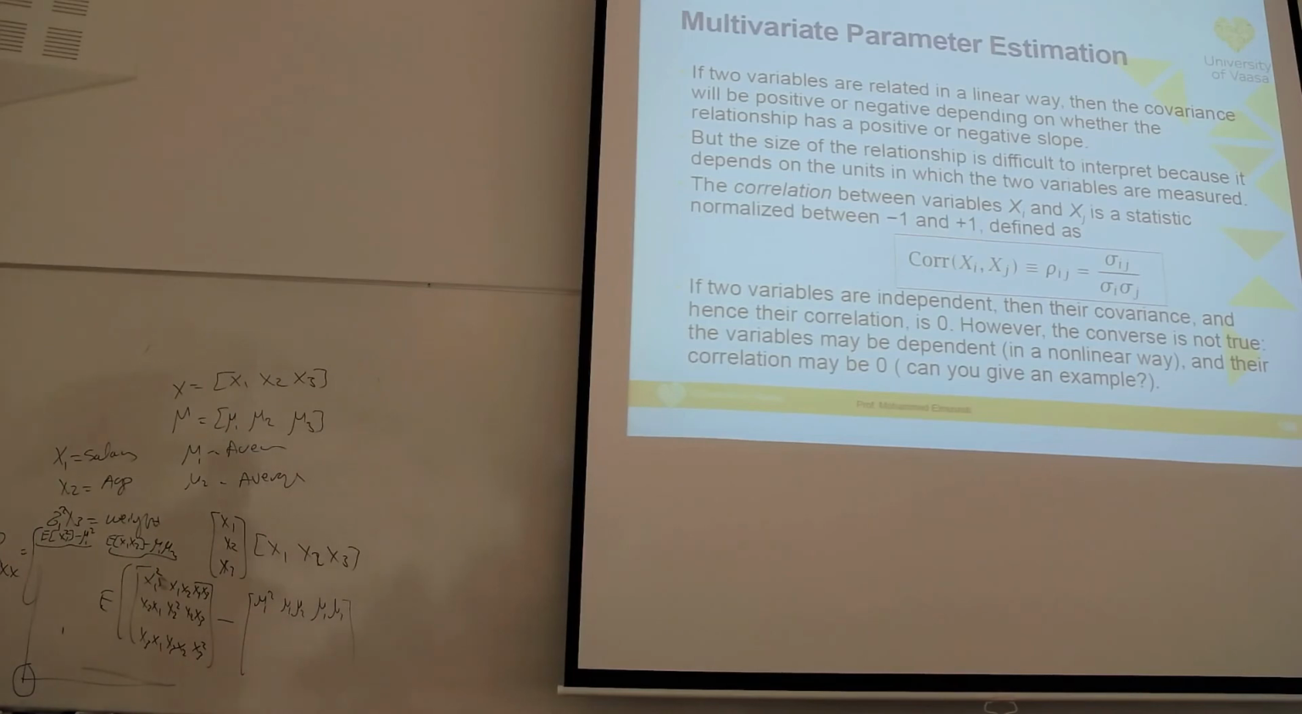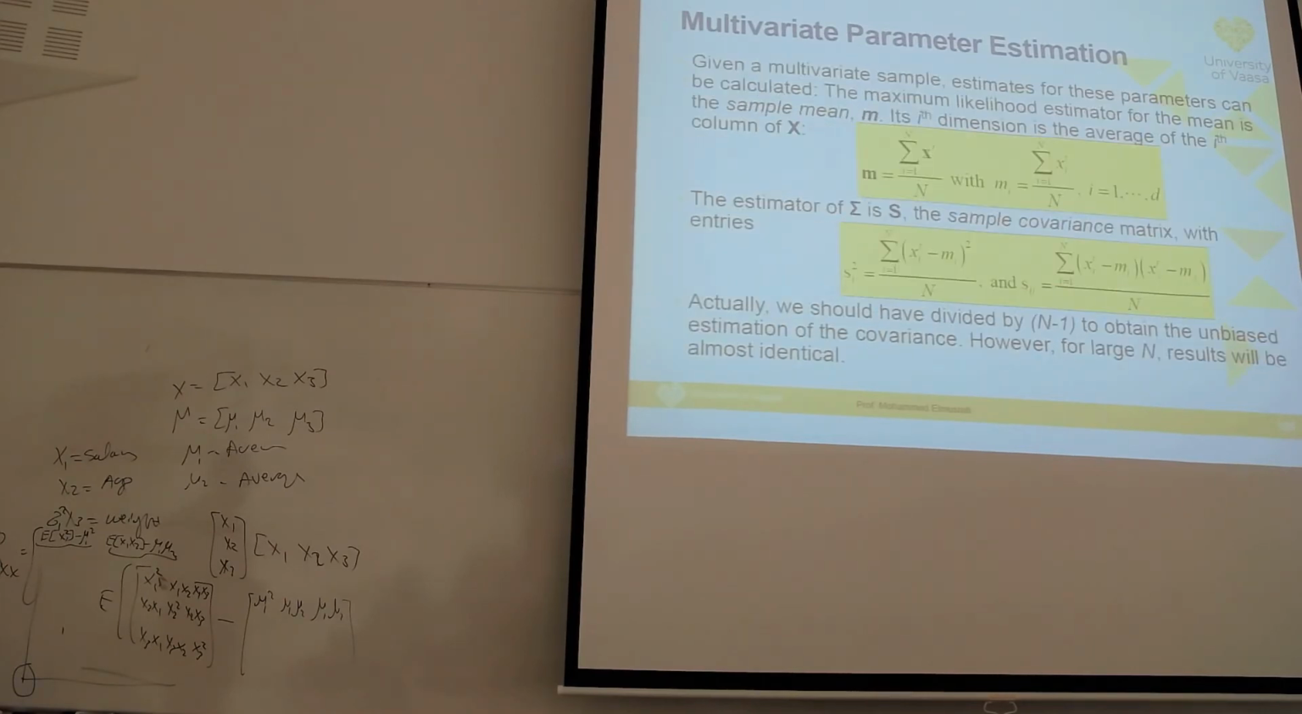You don't need to do it by hand, of course. Everything will be done by computer, but we need to understand the concept behind it. The correlation between two attributes xi and xj is given by rho ij, and this will be sigma ij divided by sigma i times sigma j. The correlation usually can be between -1 and 1, so it is normalized.